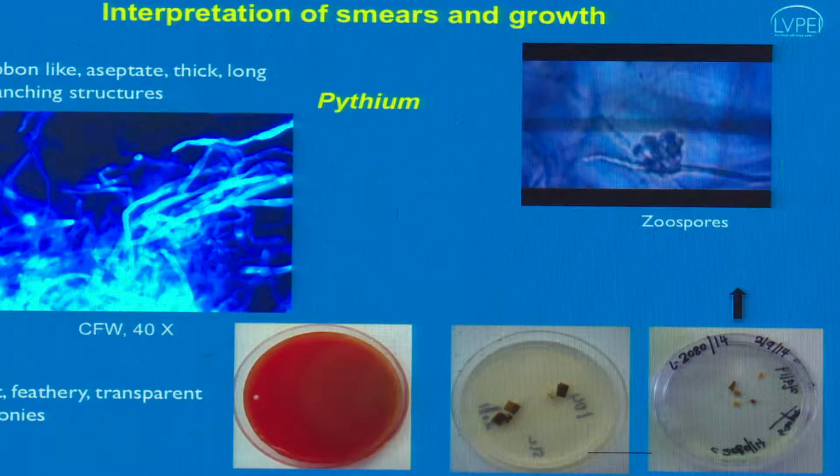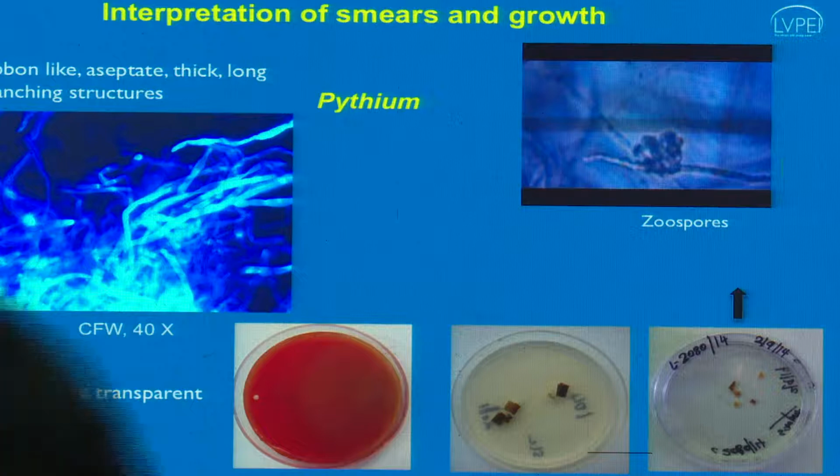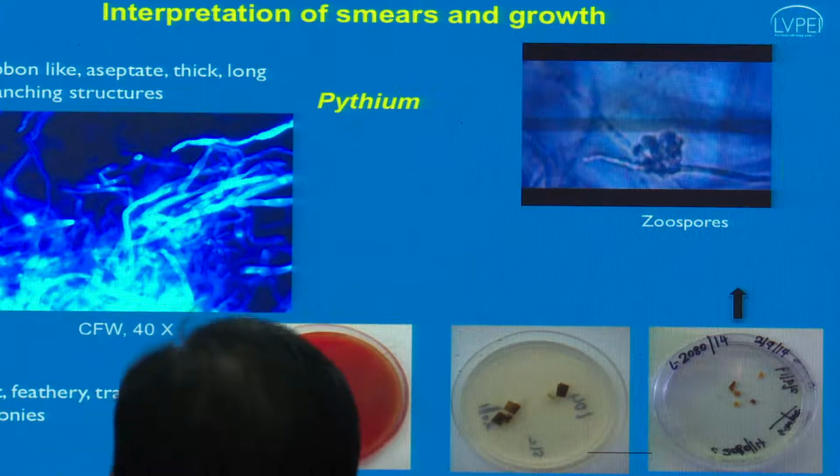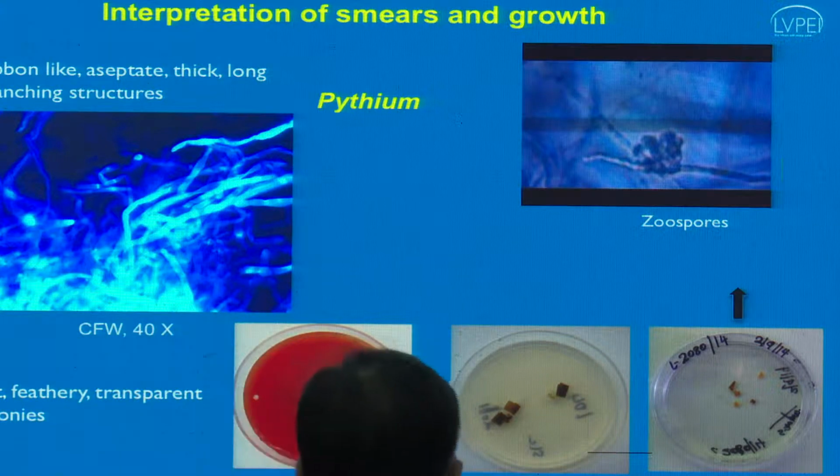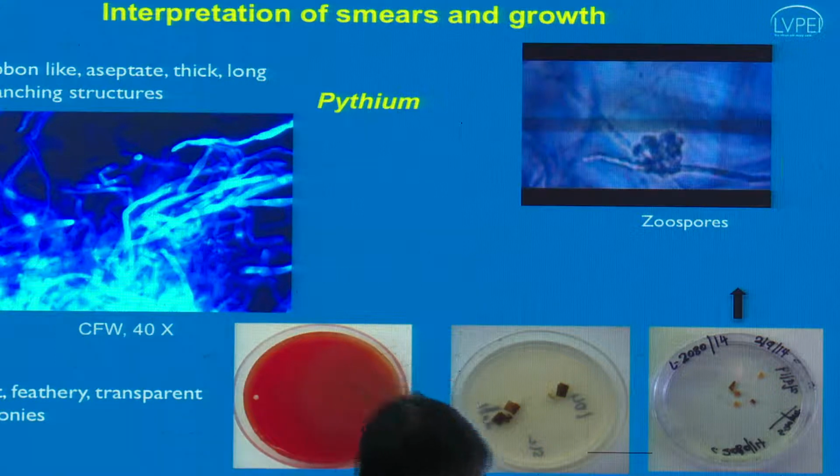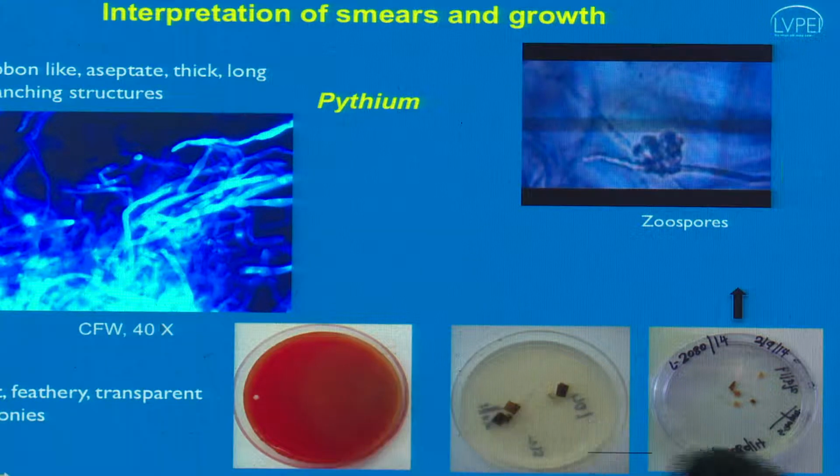Now here is one organism, maybe some of you have not heard about it, which we have been able to identify, and this we call Pythium, which looks like a fungus. As you can see, there are broad aseptate filaments, and this grows very, very fine, very thin growth on the blood agar, doesn't rise above the medium.